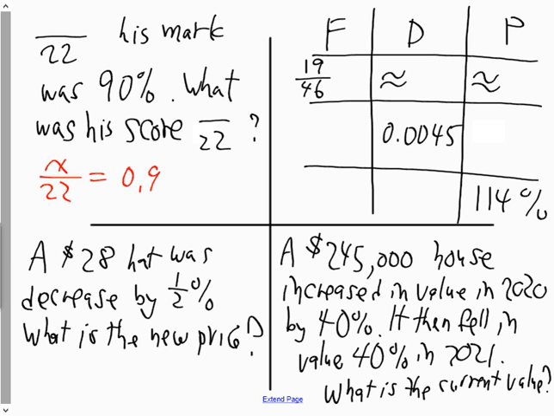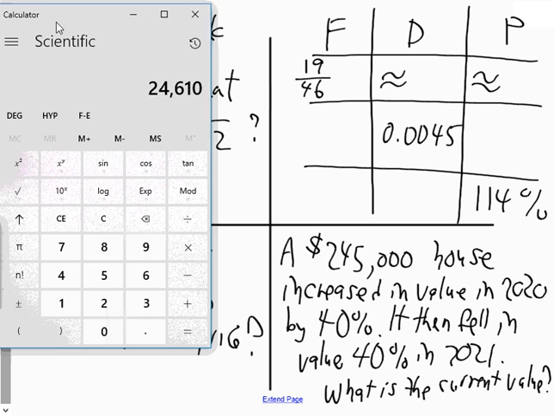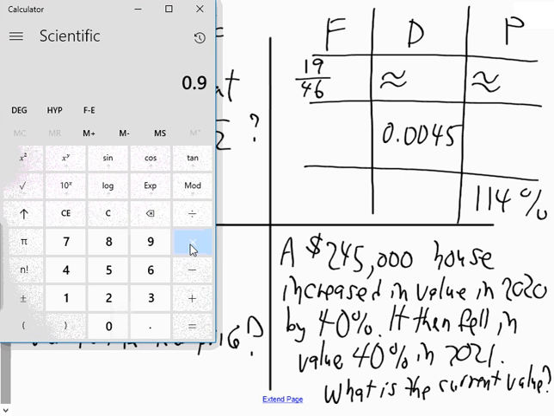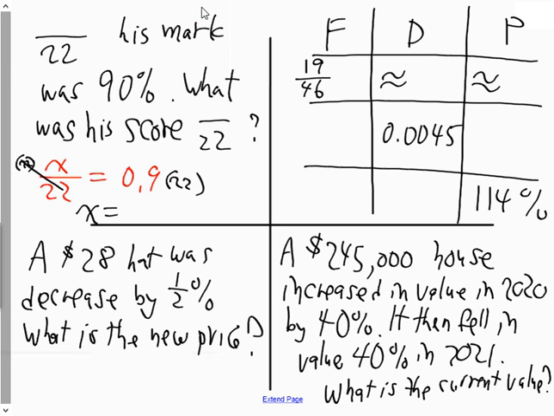Multiply both sides by 22 is correct. If I multiply this side by 22 and this side by 22, our algebra sense kicks in. That should still be equal. You isolate the variable x, and 0.9 multiplied by 22 gives your answer of 19.8. So Austin would have had 19.8 out of 22 to give him 90%. Did anyone use algebra in that question?